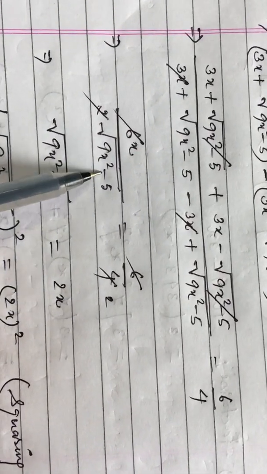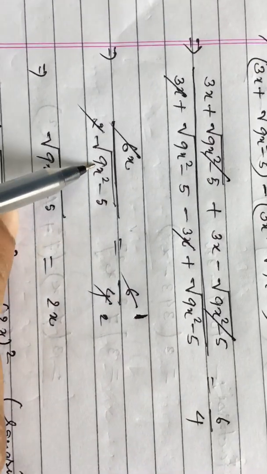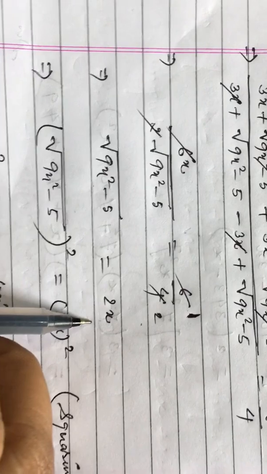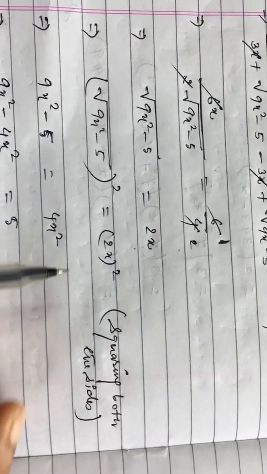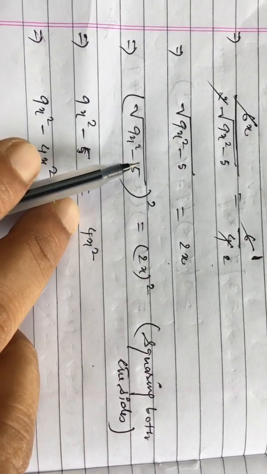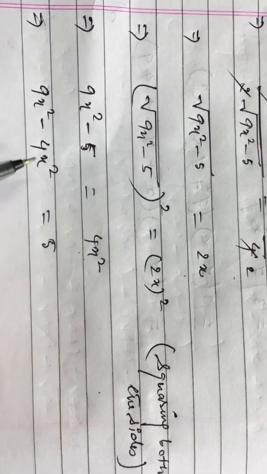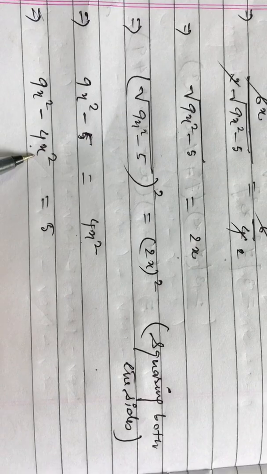Now cross multiply them. This multiplied, you can suppose here 1. So this term multiplied by 1 is the same, and 2 into x, that is 2x. Now remove the square root. For removing the square root, you can square both the sides. On squaring both the sides, the square root will be cancelled, and the square of 2x is 4x square. This will be taken to this side, minus 4x square. 9 minus 4, that is 5x square, is equal to 5.